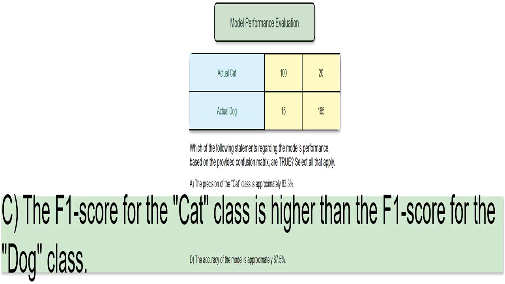Accuracy tells me the overall correctness of the model. I calculate it as true positives plus true negatives, total number of instances. This means 100 plus 165, 100 plus 20 plus 15 plus 165, which comes to 87.5%. So statement D is correct.